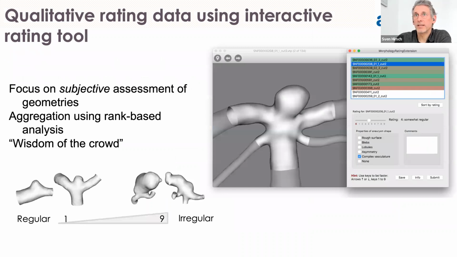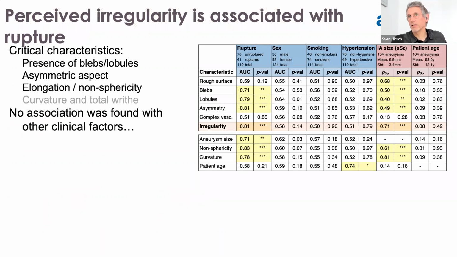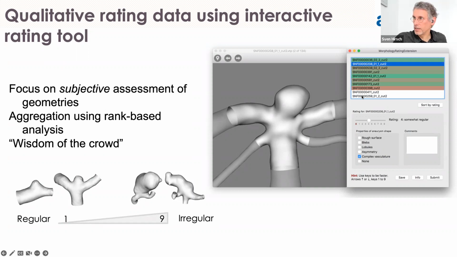So we built a rating tool, you can see a snapshot of that here, where we had aneurysms, and the clinicians could say, on a 10-point scale, whether it is from regular to irregular, and also some features or properties of the aneurysm that they thought would be seen here. We called the slider that you have a perceived irregularity. So it's a subjective irregularity rating. And the thing is, there's no real scale for it.